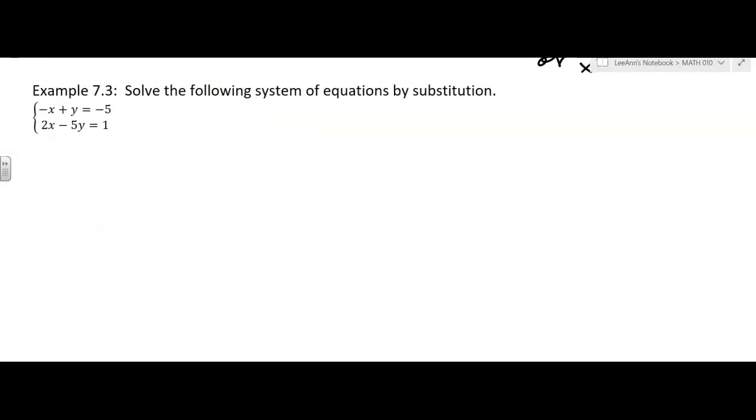So I'm looking at my system here, and I'm saying, okay, is there an equation where I have either an x or a y that's almost by itself? And I'm going to say in the top equation, this y looks very promising. So I'm going to rewrite that equation, negative x plus y equals negative 5. And if I could just add x to both sides, then those would cancel out. I'd have y equals x minus 5. And so now I have that situation where y has an equivalent expression.